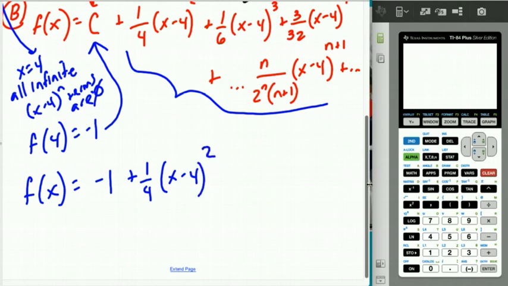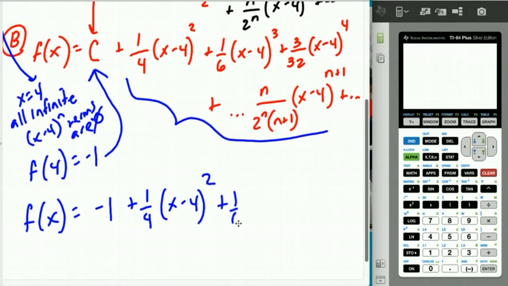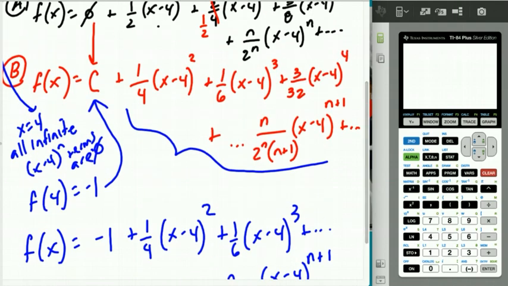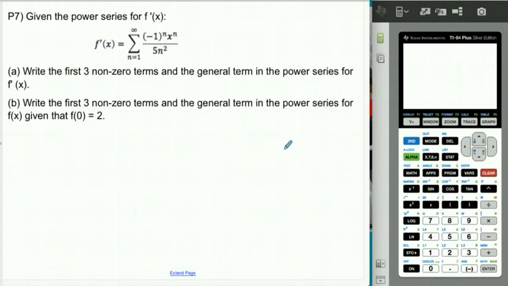negative 1 plus 1/4 (x minus 4) to the second plus 1/6 (x minus 4) to the third plus dot, dot, dot, n over 2 to the n, (n plus 1), (x minus 4) to the n plus 1. And that's it.